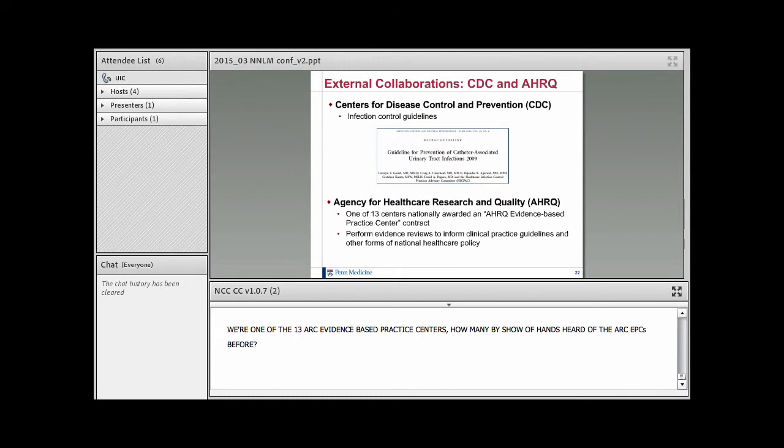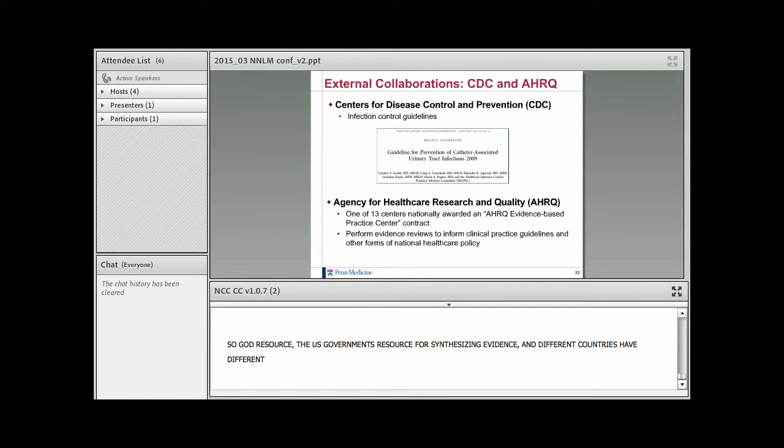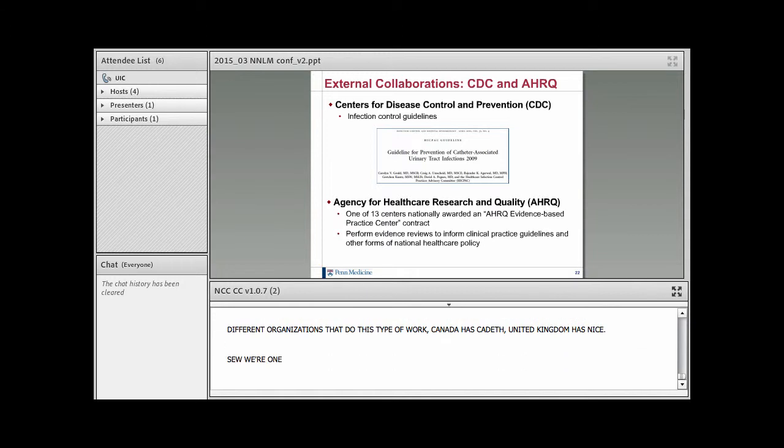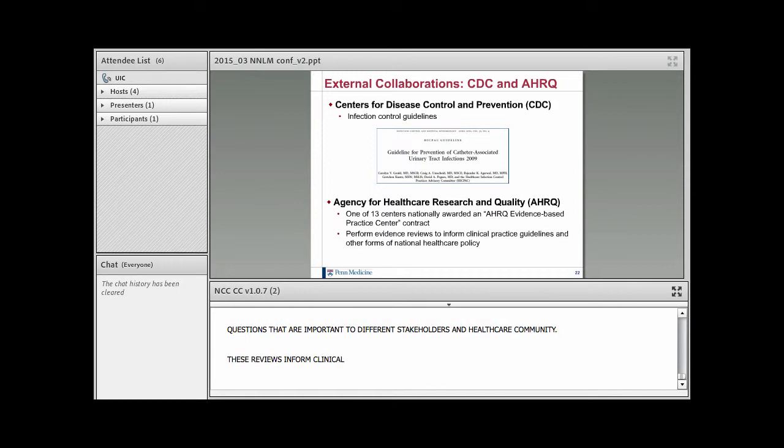They're essentially the U.S. government's resource for synthesizing evidence. Different countries have different organizations that do this type of work. Canada has CADTH. The United Kingdom has NICE. So we're one of these 13 centers. They're all across the country, and they do gold standard systematic reviews on questions that are of importance to different stakeholders in the healthcare community. These reviews usually inform clinical practice guidelines or other forms of healthcare policy, including coverage decisions by Medicare and others.